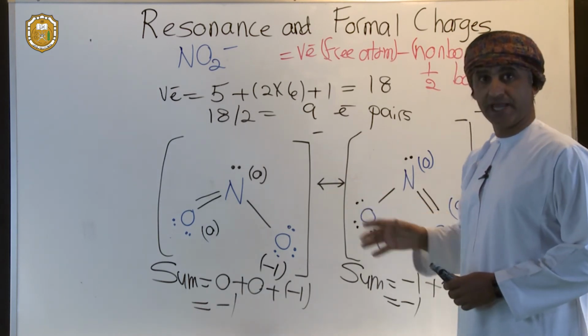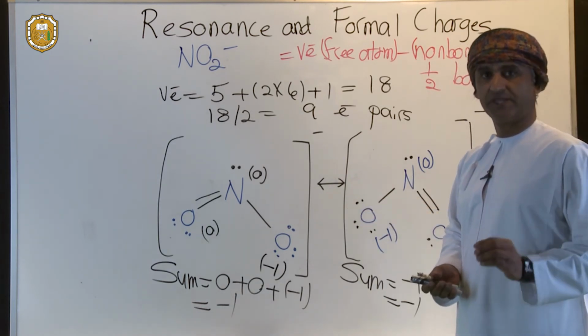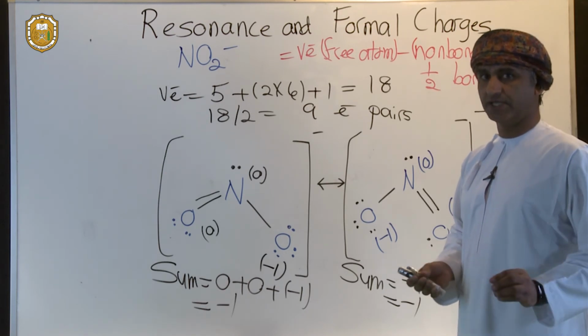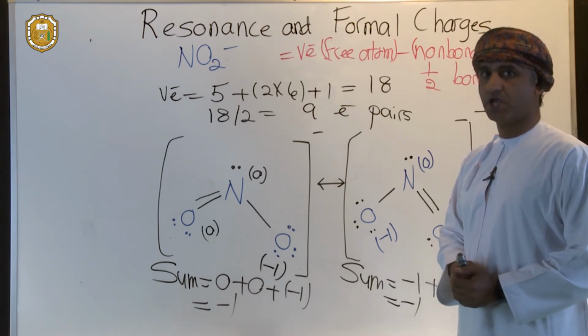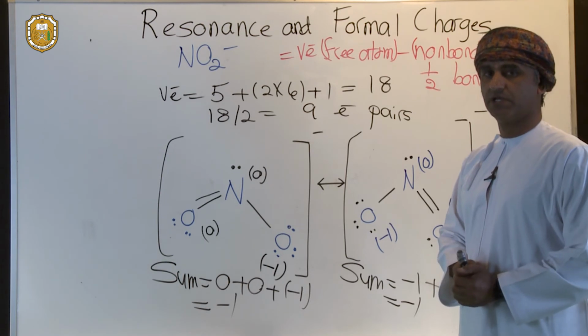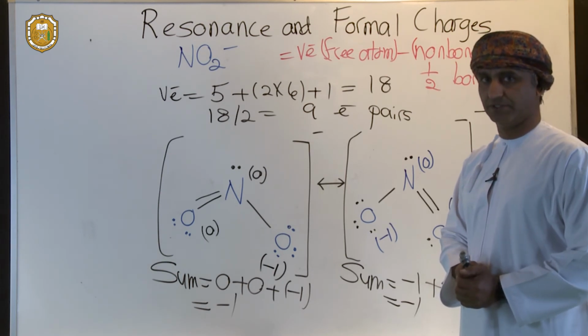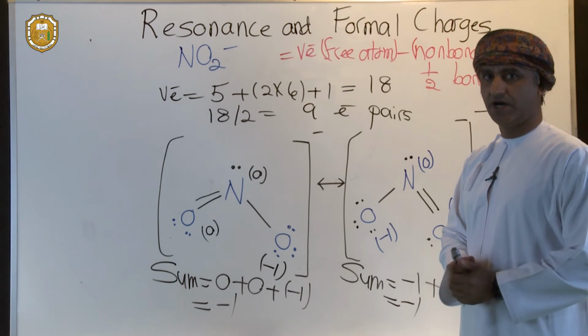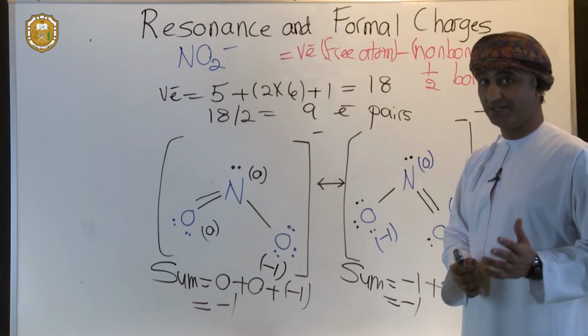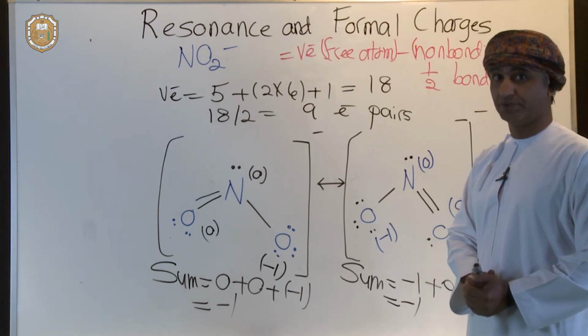To conclude, the nitrite ion is another example of an ion that exhibits resonance, where more than one possible Lewis structure is available, and all bonds are identical, not only in bond length but also in bond strength.